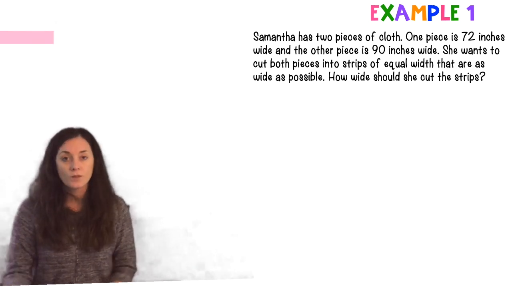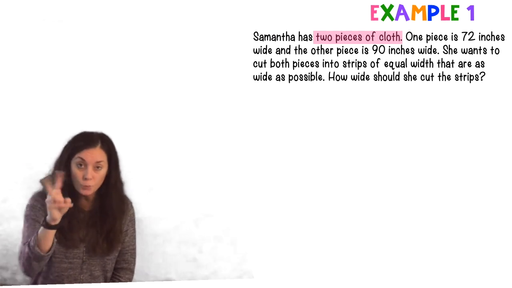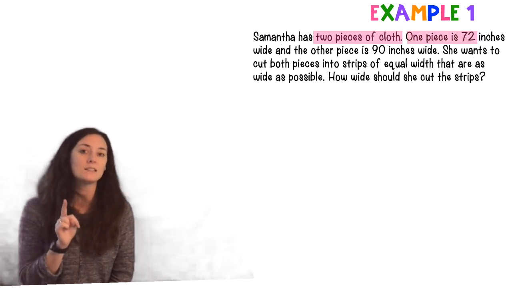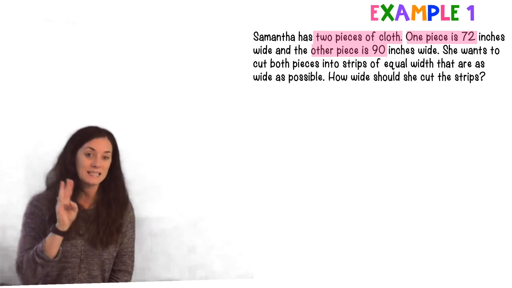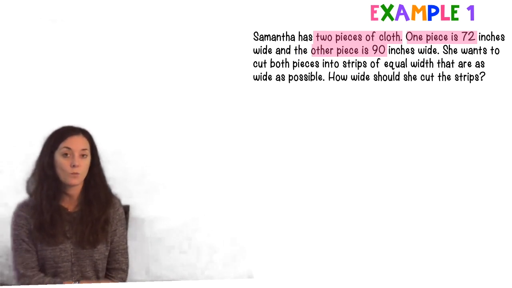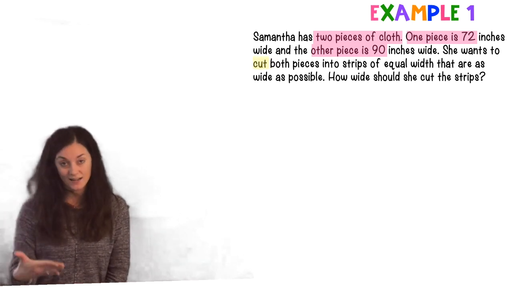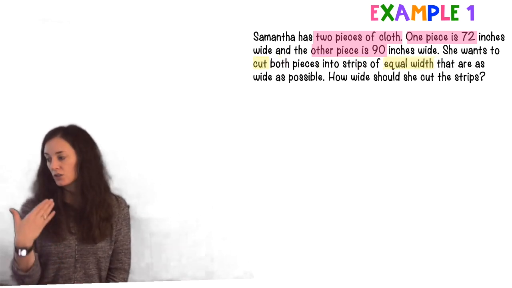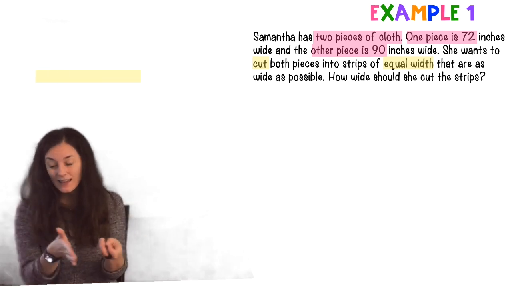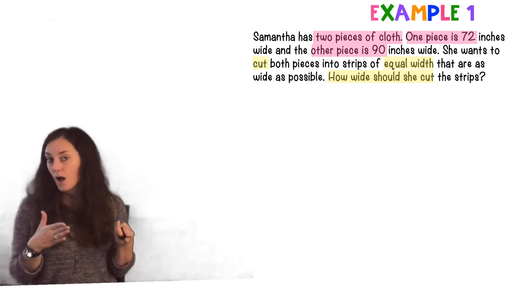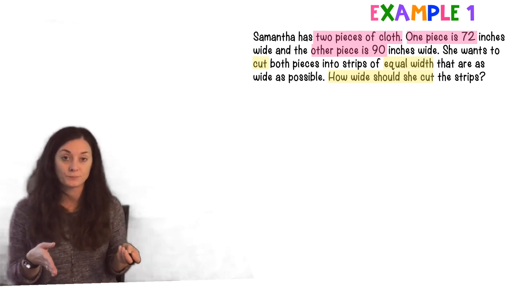Okay, so what do we know? We know that Samantha has 2 pieces of fabric. We know that one is 72 inches, and we know that the other is 90 inches. Now, what do we need to know? Well, I need to know that she's cutting them equal width, and we want to know how wide those equal width strips of fabric are going to be.